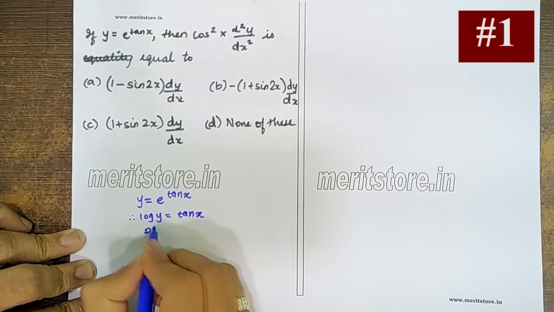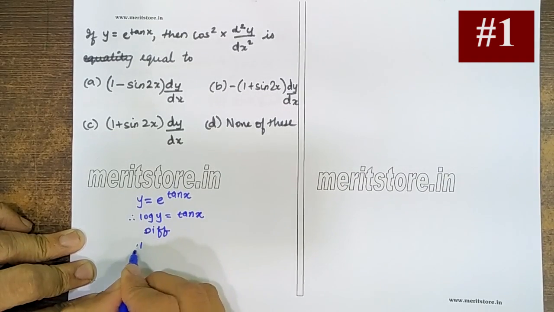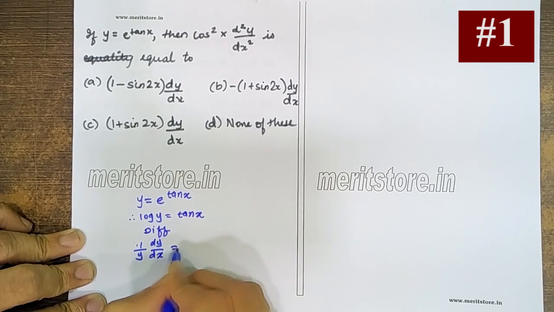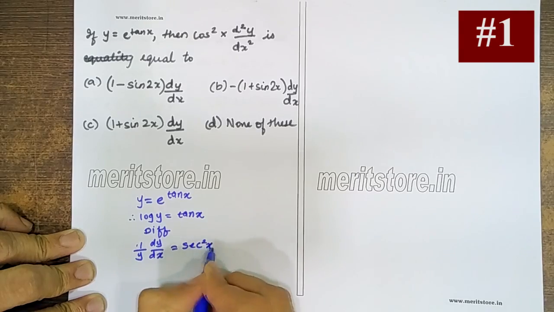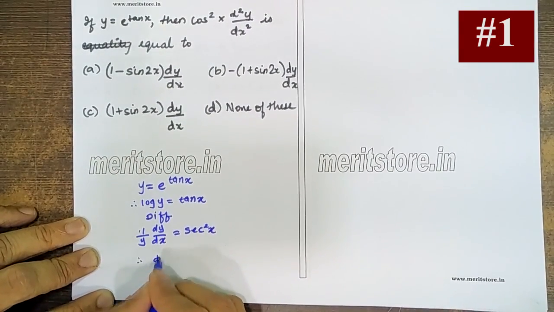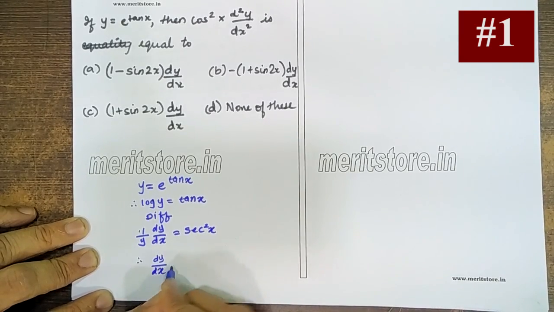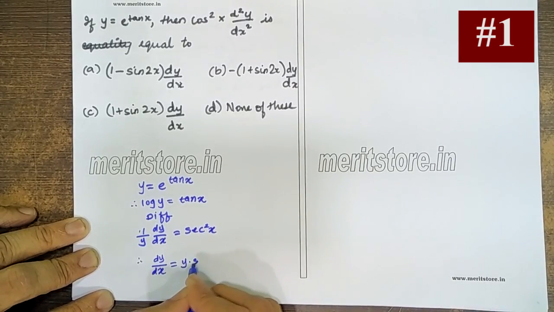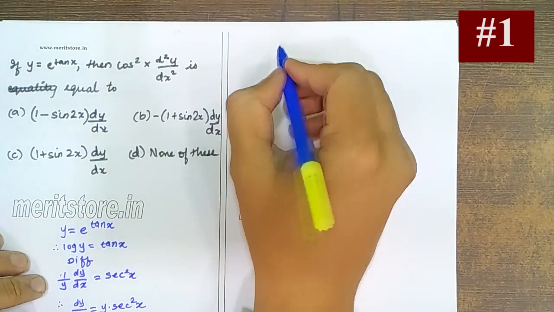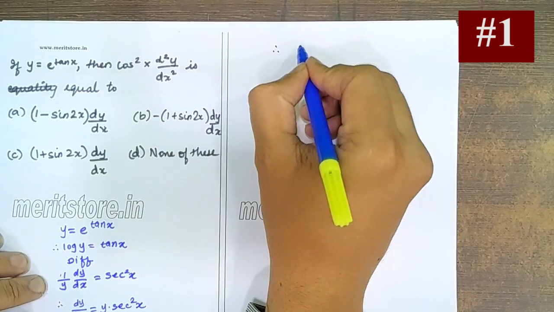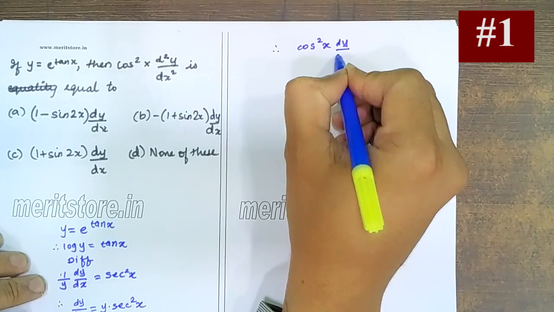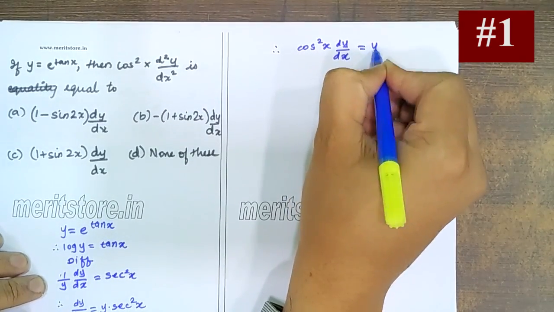Now if you differentiate this, this will become 1 upon y dy by dx is equal to sec square x. Correct? y will multiply on the other side, so this will become dy by dx is equal to y into sec square x. Okay, now this will become cos square x dy by dx is equal to y.